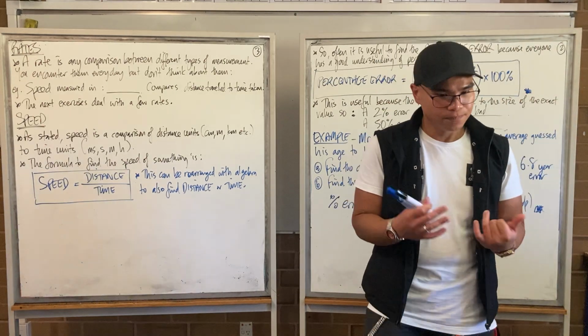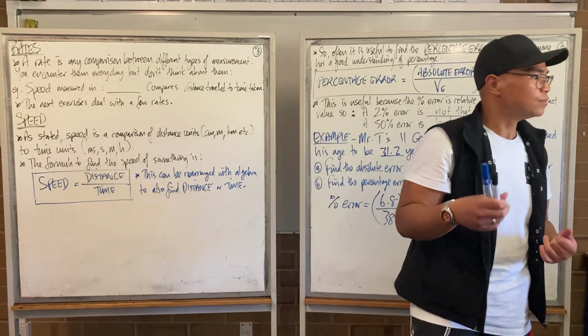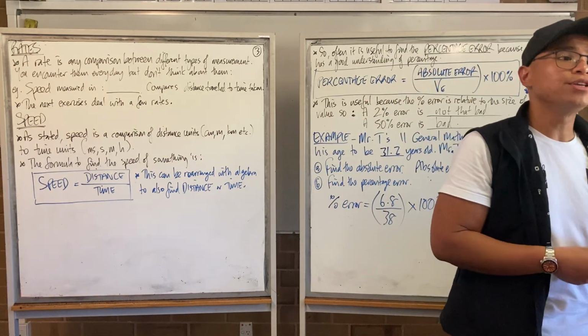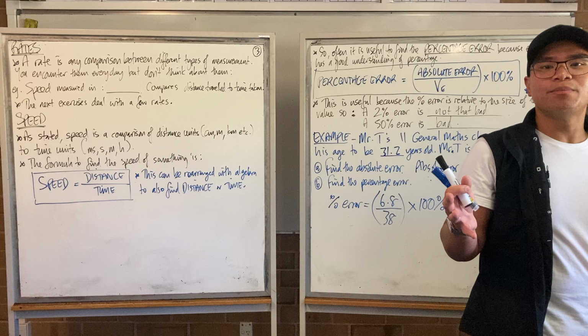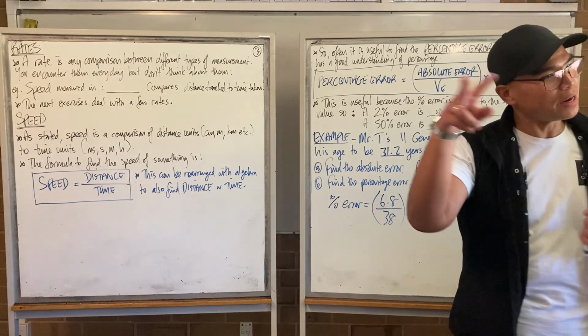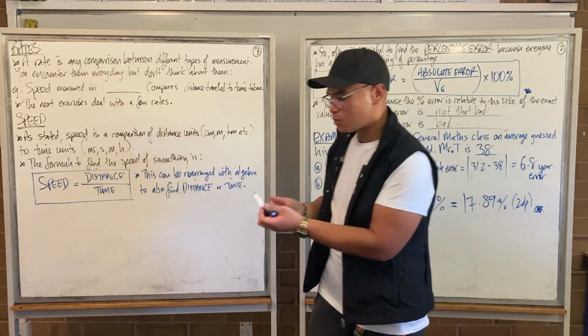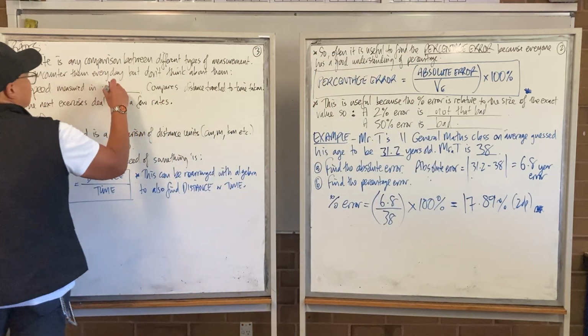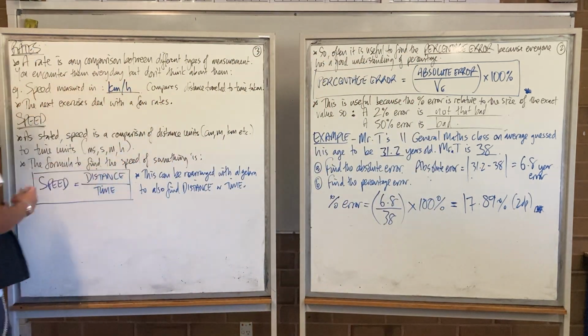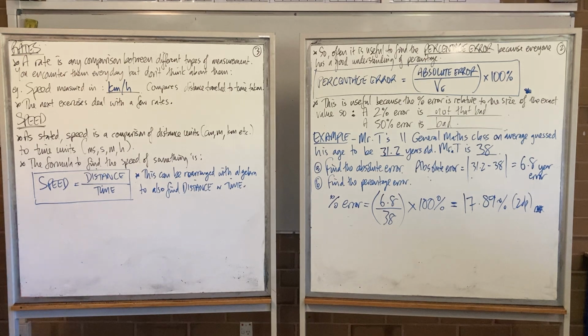Okay, so kilometers, what is that a measure of? Distance, how far you go. What is hours a measure of? See how it's a comparison between different types of measurement? So speed is measured in, you just told me, kilometers per hour. It compares distance traveled to time taken.